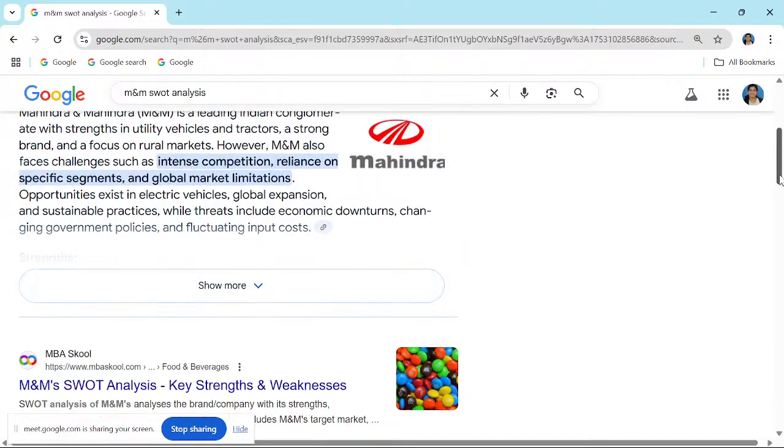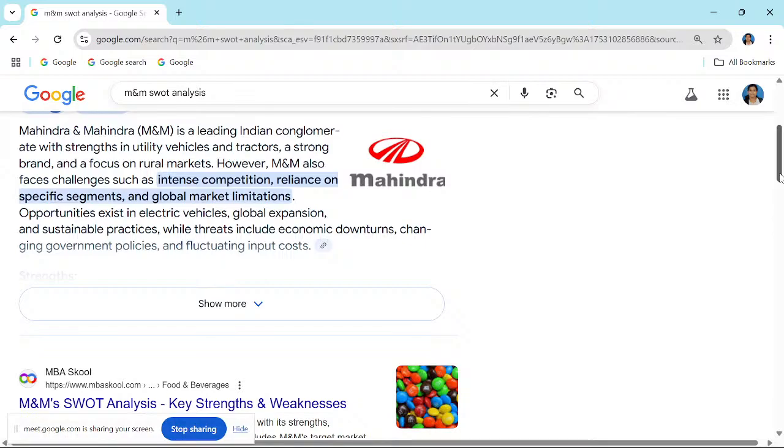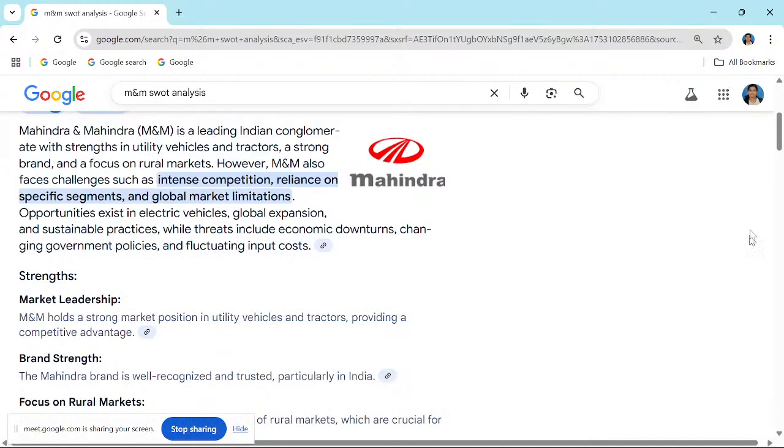Can you find the highlighted one here? Mahindra and Mahindra also faces challenges such as intense competition, Tesla now. So Mahindra will be facing a new competition now. So that was the Mahindra one. I was actually sharing that link, I think. Reliance on specific segments and global market limitations. See the strength, just have a rough reading.